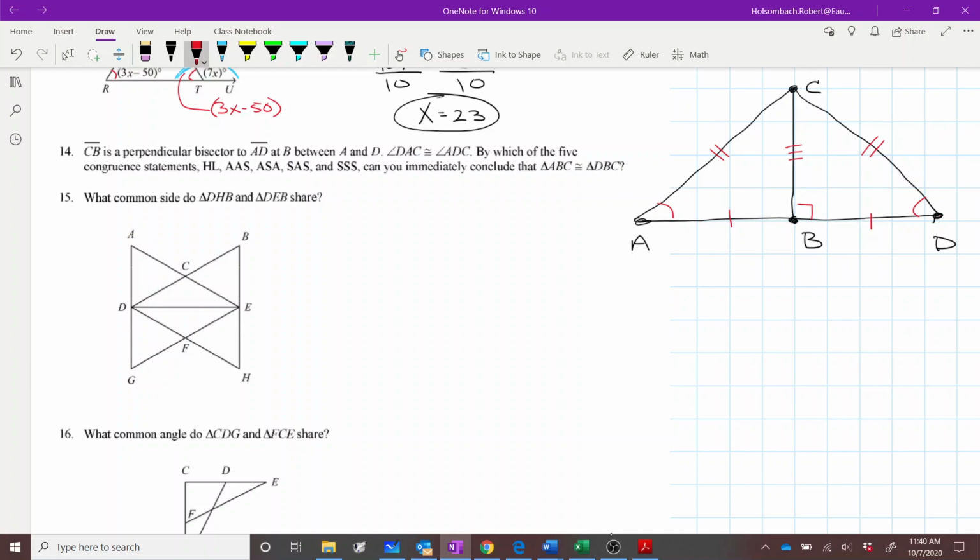Alright, hypotenuse leg says that if the hypotenuse and leg of one right triangle is congruent to the hypotenuse and leg of another right triangle, then the triangles are congruent. So we can use it. Angle, angle, side. We've got an angle, and non-included side congruent to an angle, and non-included side. Angle, side, angle. We've got an angle, an included side, and an angle congruent to an angle, included side, and an angle.